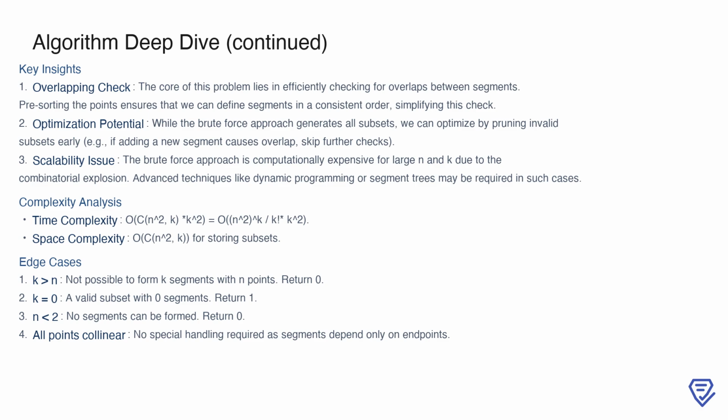Finally, we must account for edge cases. For example, if k is greater than n, forming k segments is impossible, so we return 0. Similarly, if k is 0, the empty subset is valid, so we return 1. If n is less than 2, no segments can be formed, and again, we return 0. The problem does not require special handling for collinear points since segments depend only on their endpoints. With these insights and considerations, we have a comprehensive understanding of the problem and its solution.